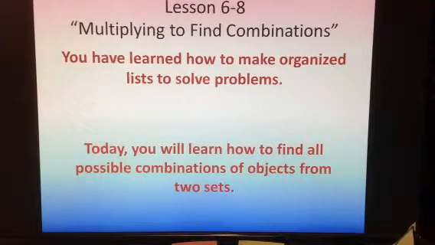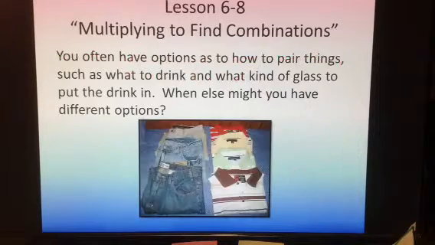Today's lesson was lesson 6-8, and its title was Multiplying to Find Combinations. You've learned how to make an organized list to solve problems. Today you'll learn how to find all the possible combinations of objects from two sets.